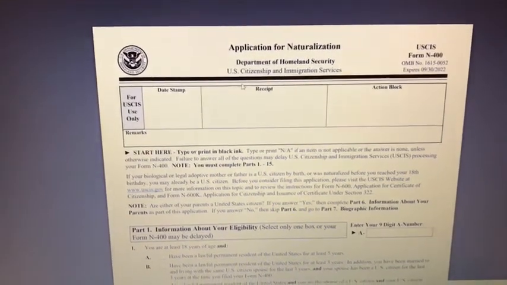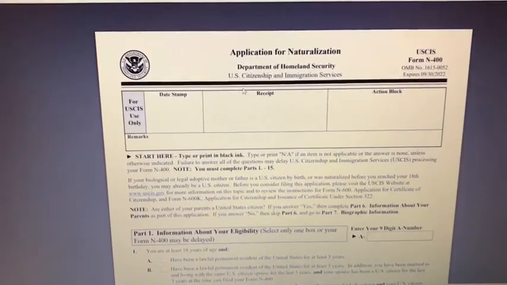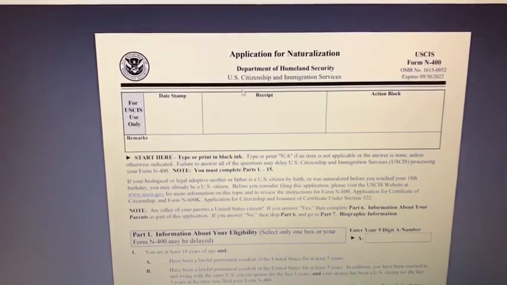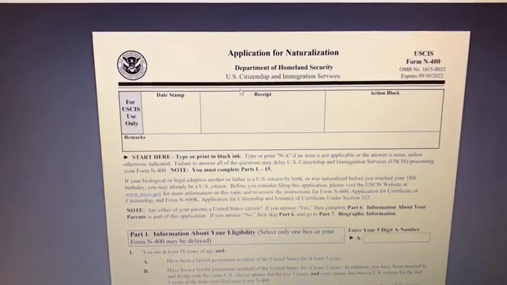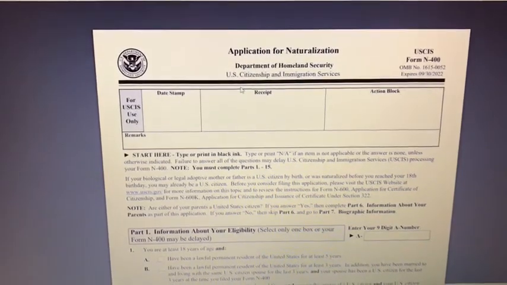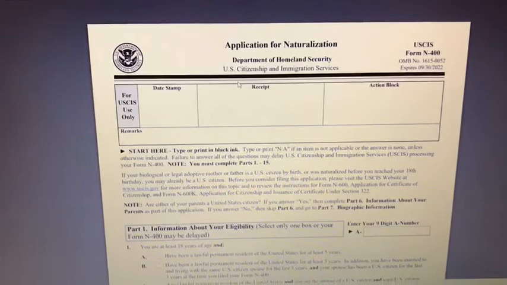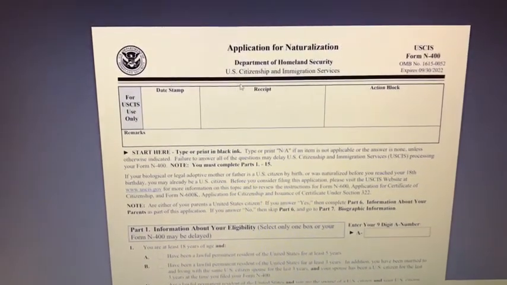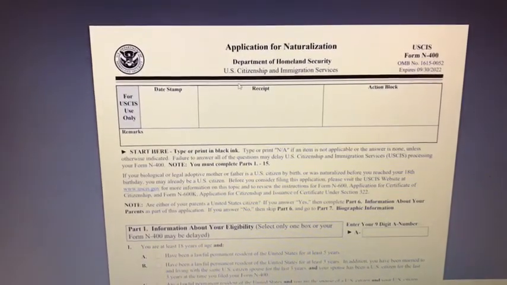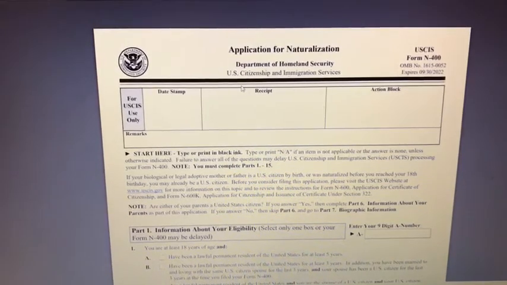So you will want to make sure that you keep a copy for yourself whenever you send this form, whether it's online or you mail it in. Make sure you keep a copy along with your answers. Make sure that you read the questions very thoroughly and that you know how you would respond to them.